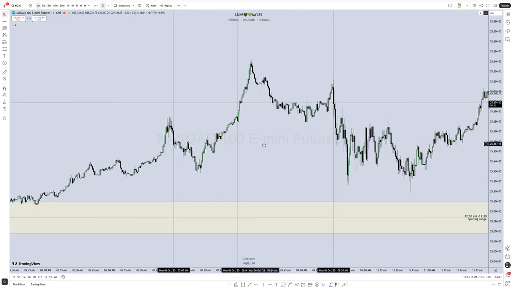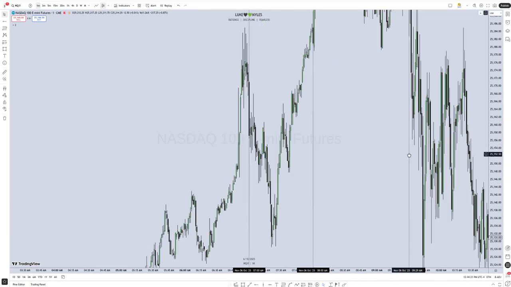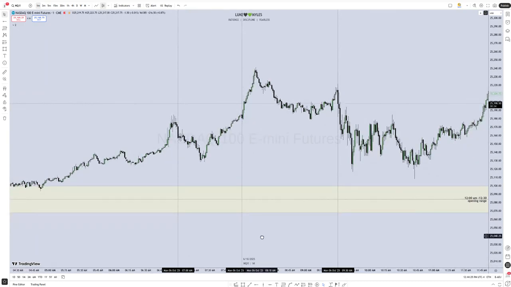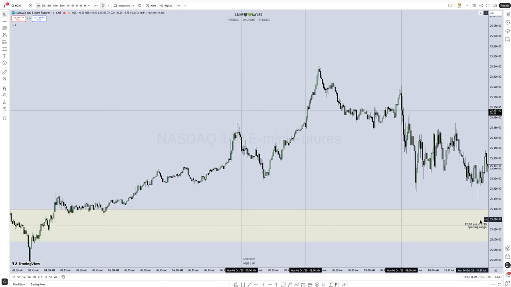Excuse me, I'm having a problem with my voice, but with 7 a.m., you know the drill. We have to have the 12 a.m. to 12:30 opening range on our chart. It is denoted right there, the yellow box. It's the 12 a.m. to 12:30 opening range.